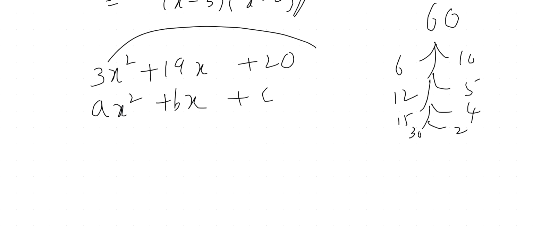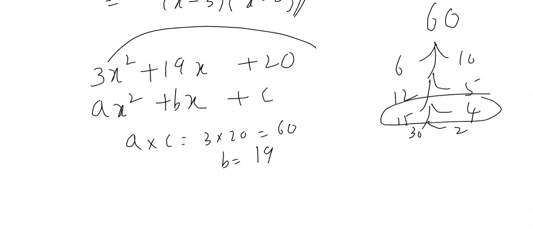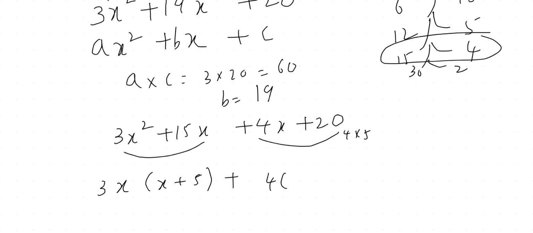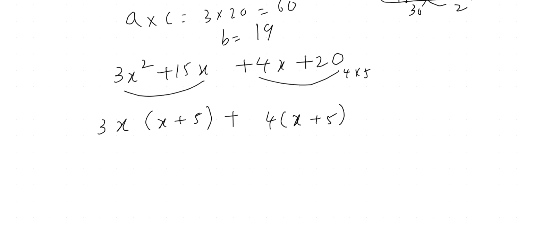A into C is 3 into 20, which is 60. When we add the factors of AC, I should be getting 19. So 15 and 4 gives 19. Let me split it up as 3x square plus 15x plus 4x plus 20. I split the middle term 19x as 15x and 4x. Then group them. You can take 3 common and x common, x plus 5. And likewise here, you can take 4 common, 4 into x plus 5. So now you can take out x plus 5 common into 3x plus 4.